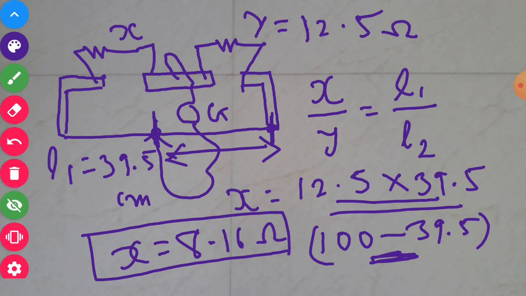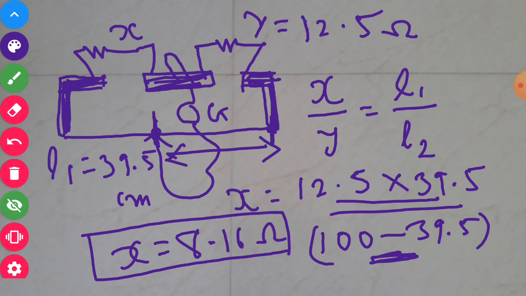Now the question is, why do we use the thick metal strip? These are the thick metal strips. Thick metal strips have less resistance, so the resistance of these thick metal strips can be neglected in the whole process. That is why we are using these thick metal strips.